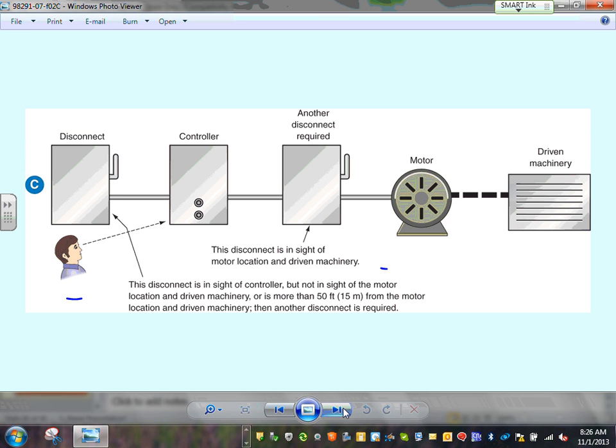Now, if you can't have the disconnect, guys, within sight of the controller and the machine, you are, Adam, to provide two disconnects, one for the controller and one for the motor. This is a major thing when we design, guys. If you have the controller in one room and your motor and machine in another room, you have to have a disconnect for the controller, it's a lot of money, and a disconnect for the motor.